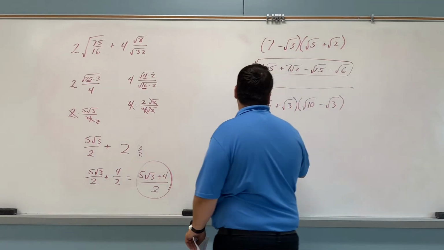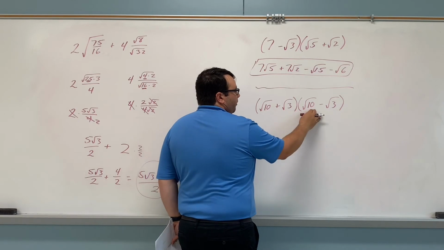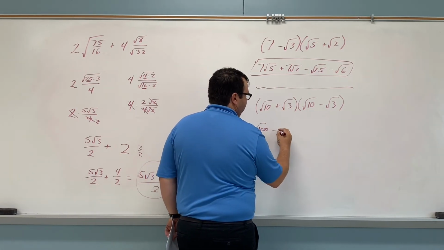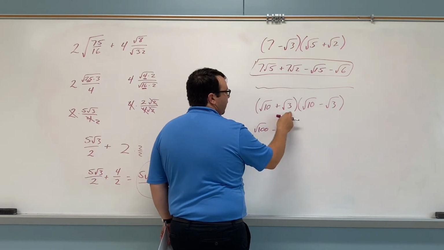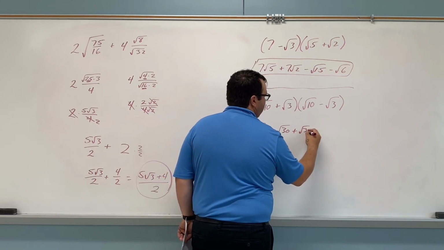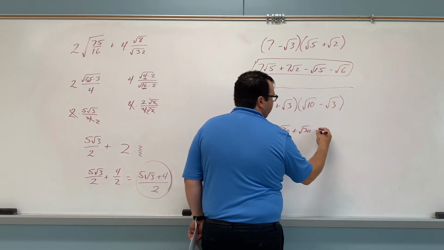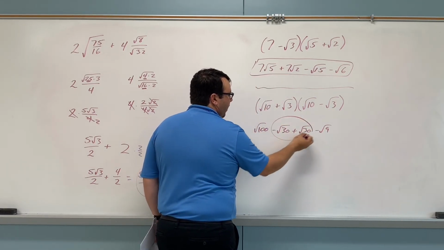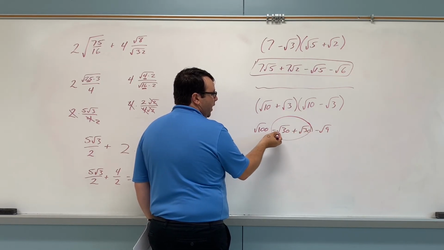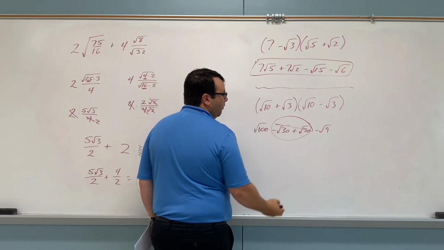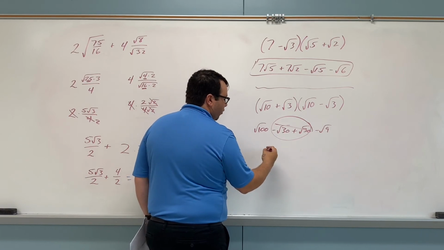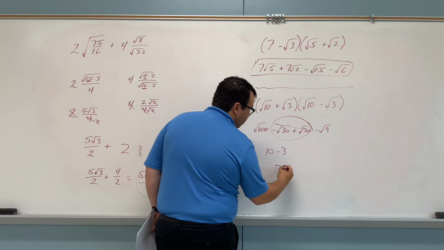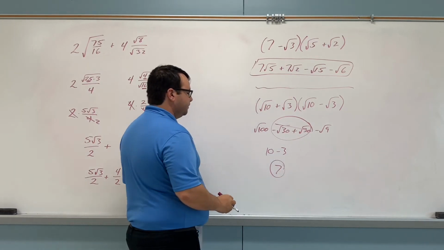Let's see what happens here. First terms, that's square root of 100. That's square root of 30 for the outer terms. Inner terms, that's positive square root of 30. Last terms, that's minus square root of 9. These two are like radicals already. I have a -1 and a +1. Those cancel out. Square root of 100 is 10. Square root of 9 is 3, so that's 10 minus 3, which is 7.